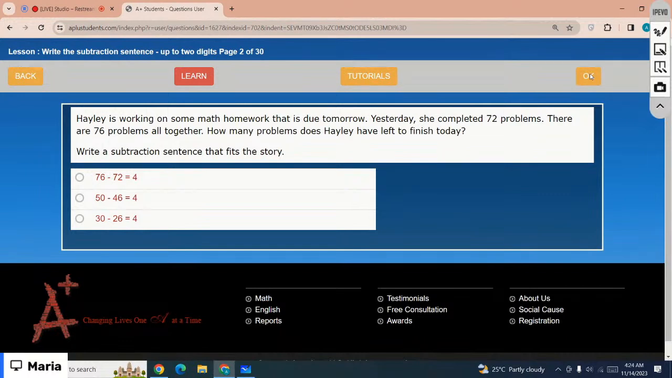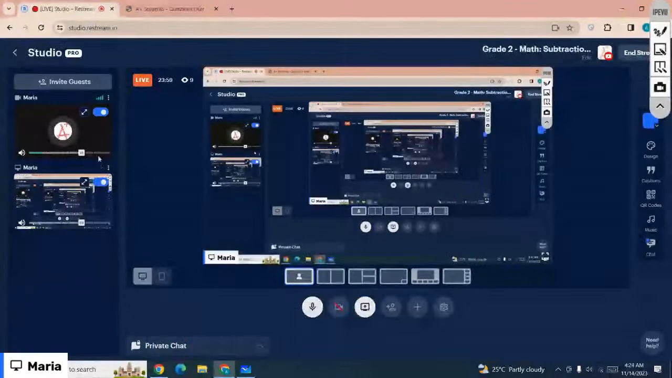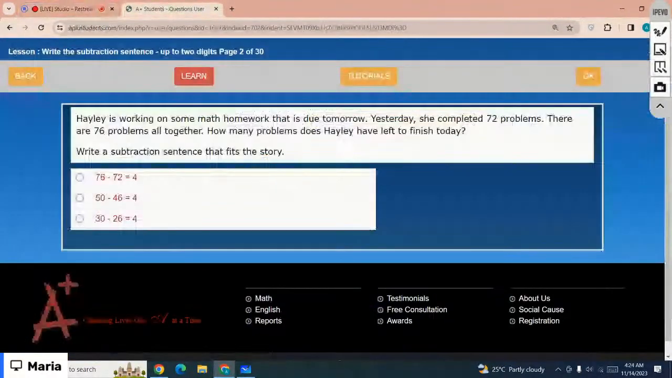So the numbers involved are 76 and 72. So they are 76 minus 72 equals 4. The correct option is 76 minus 72 equals 4. Option number 1 is the correct option.